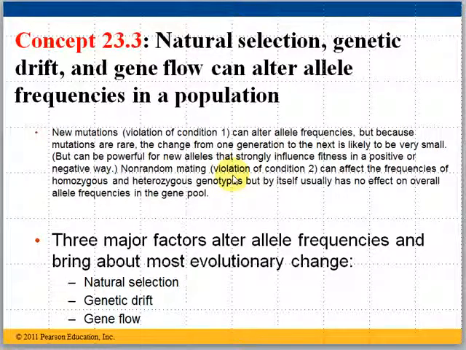Hey guys, welcome back. We're at concept 23.3. It says natural selection, genetic drift, and gene flow can alter allele frequencies in a population.